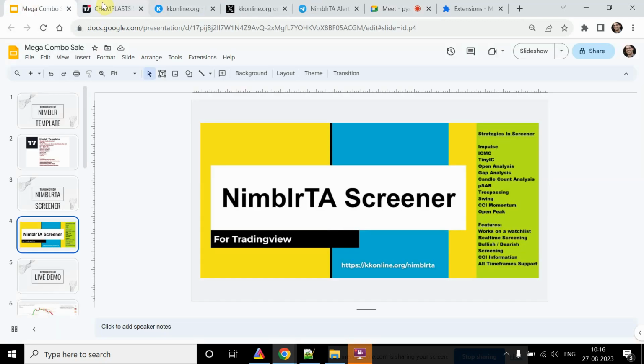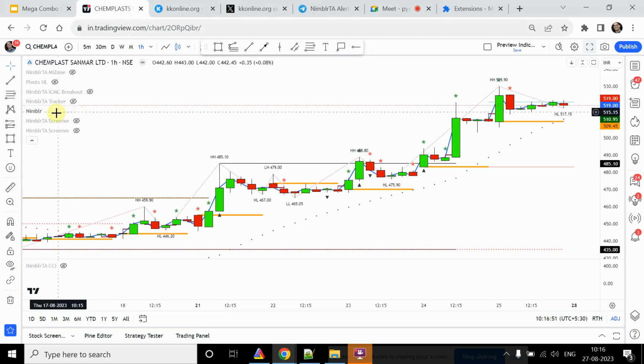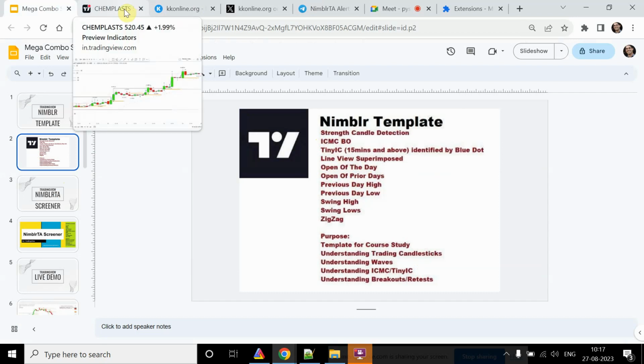Okay, let's continue further. So this is what the template brings us. Then apart from this, we have spoken about different topics over here. We have talked about the ICMC breakout, which we have seen. We have talked about the open of the day, open of the prior days, previous high and low levels, which we will just see right now.